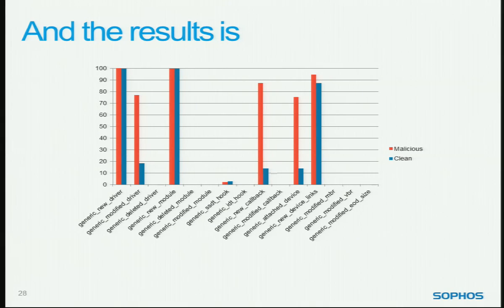New callbacks, we're seeing, are normally abused more by malicious drivers than clean, as with the generic attached device. These are new devices that have attached themselves to other driver objects. But the modified MBR, the generic new device link. This is where our new driver has created a new device. This is neither clean nor malicious. So what we can take from this is that, yes, we can say that a certain modification is more malicious than others, but we can't directly attribute definite maliciousness to any single one of them.